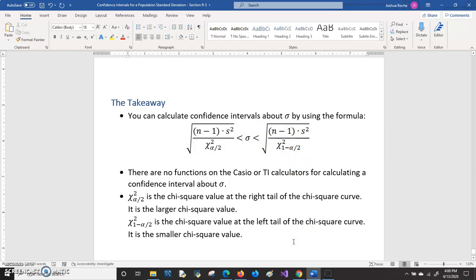Alright, that will be all that we'll cover for section 9.3 and for confidence intervals.